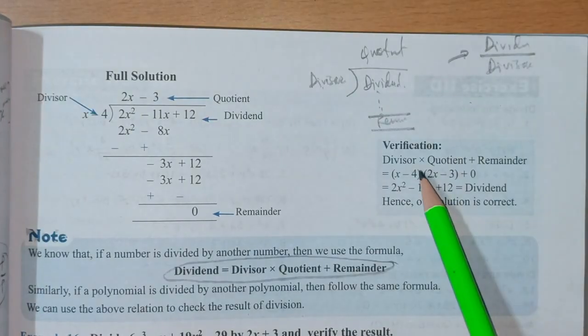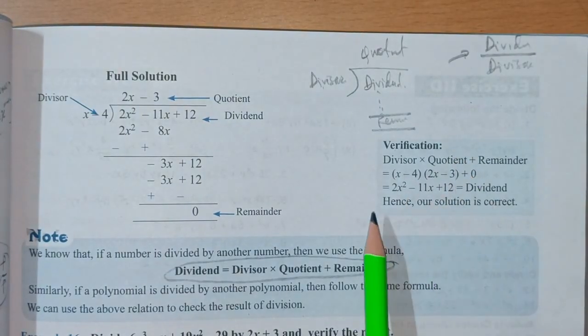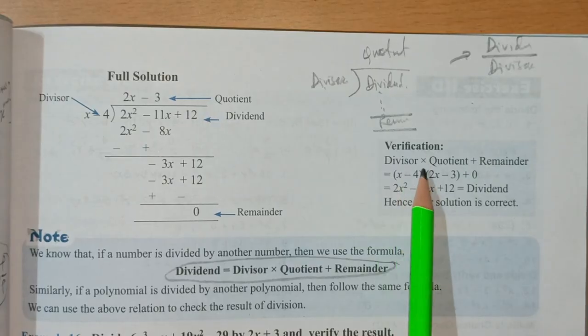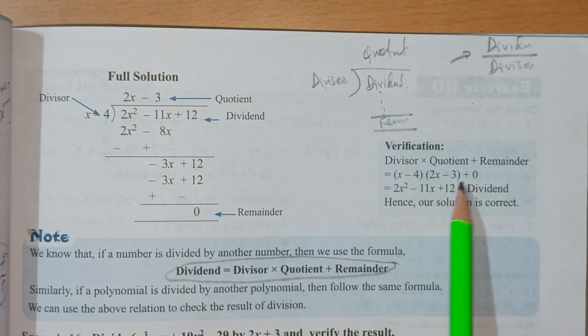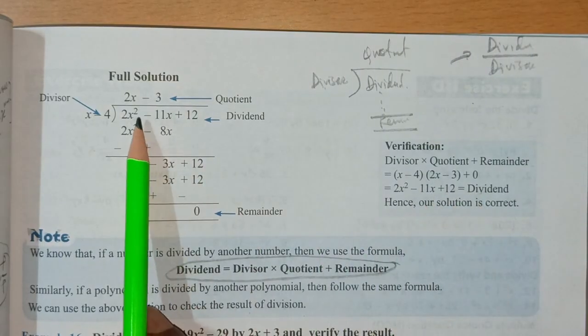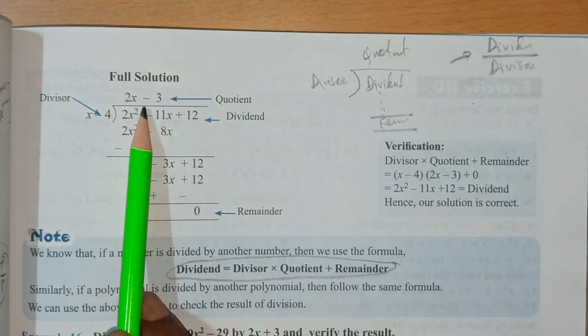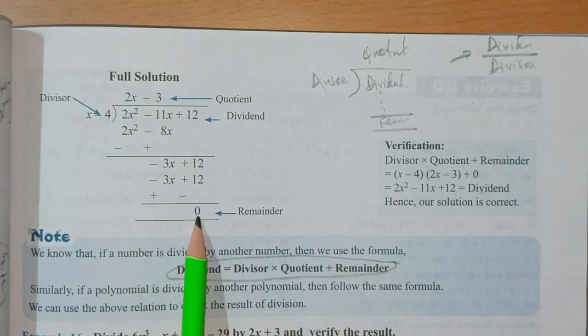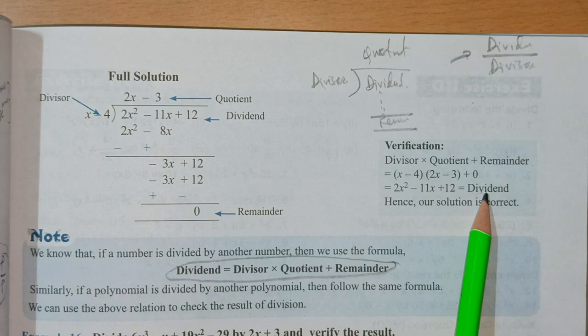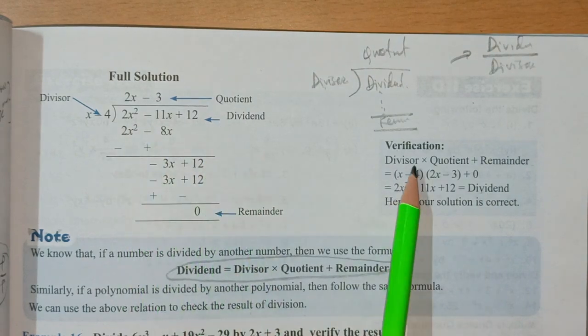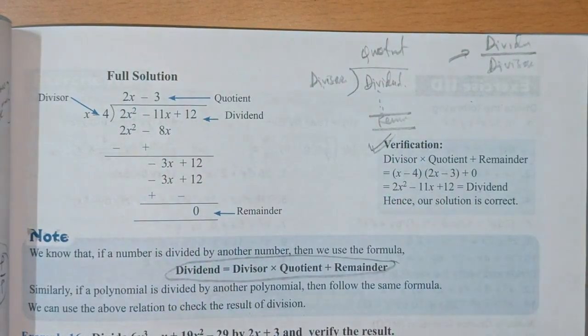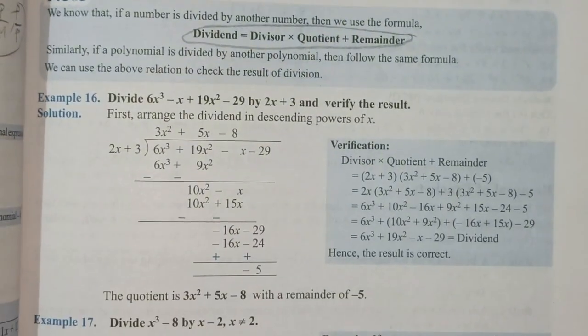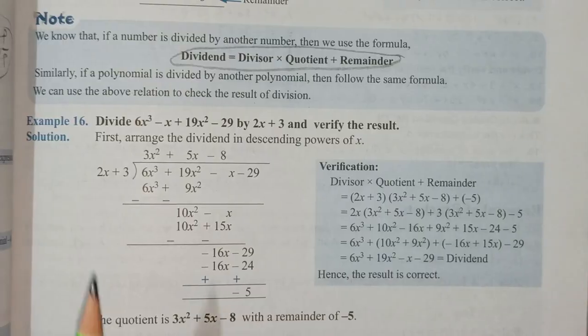Now here we have also done the verification, so you can check that divisor into quotient plus remainder is indeed the dividend. So see over here, you can check by yourself, this into this plus this. See, what do you get? You get this result. So this is the verification. Okay, now let us do the next question.